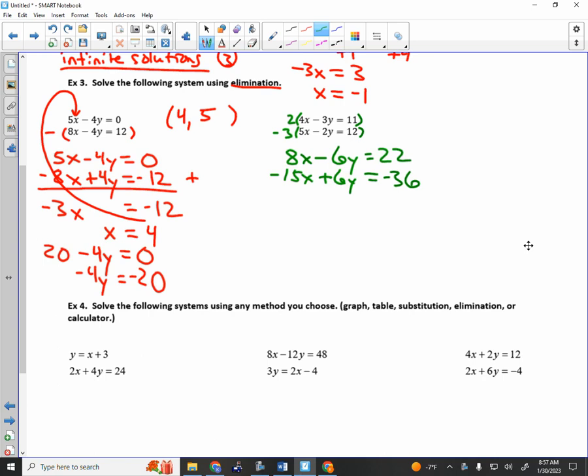If I'm not careful, I make mistakes here. I don't want to do that. And now I just get to add them together. And notice how the 6y's just go away. And I have a negative 7x is equal to negative 14. So what is x? X is 2.